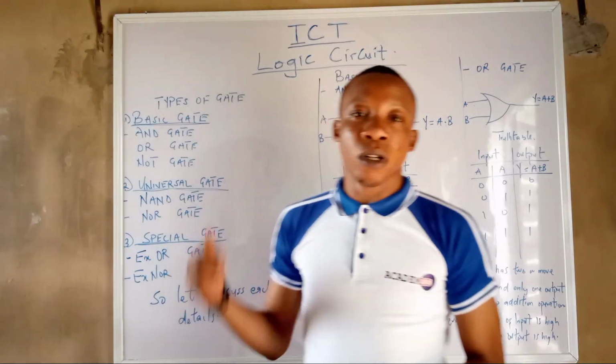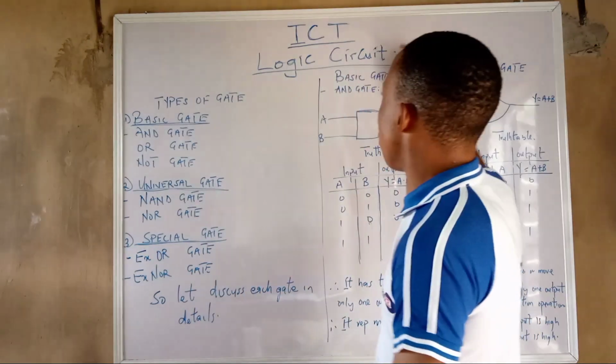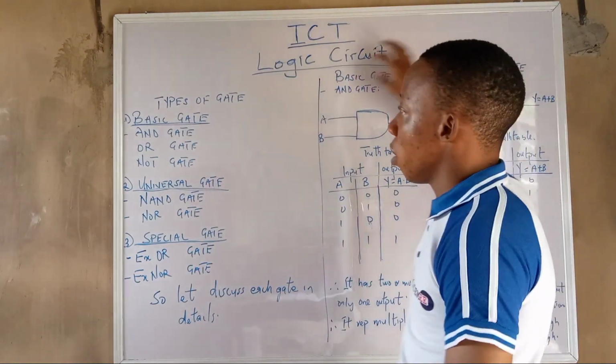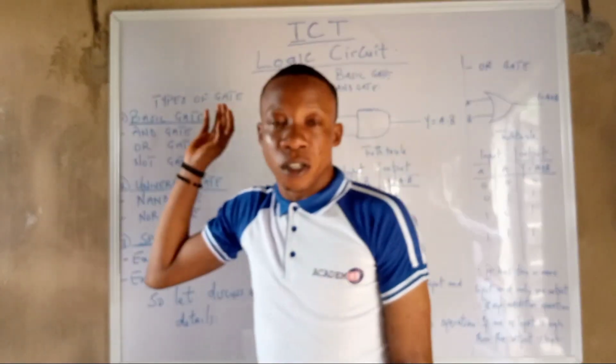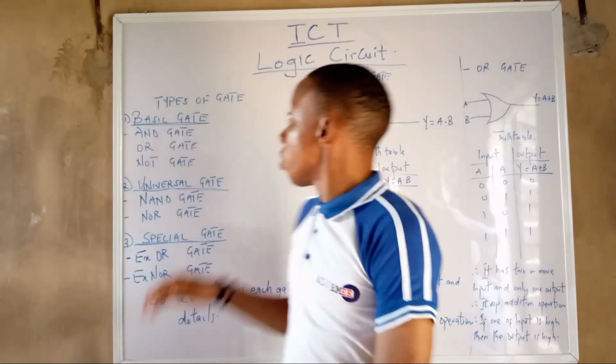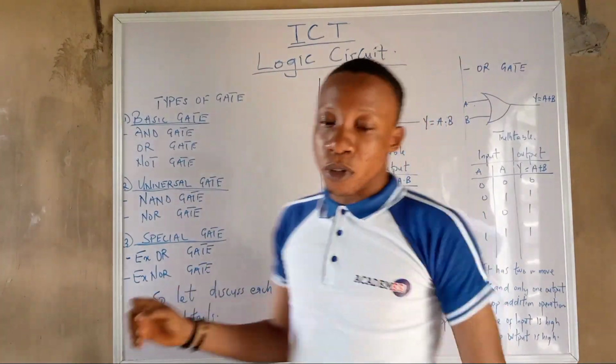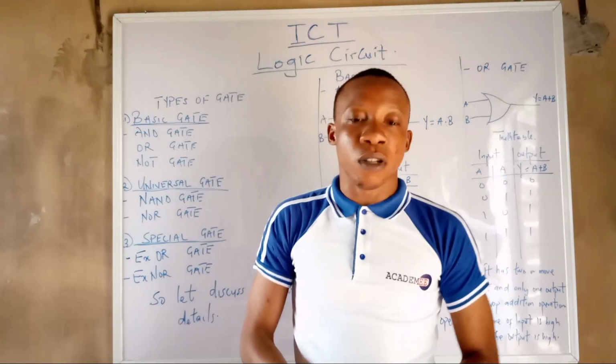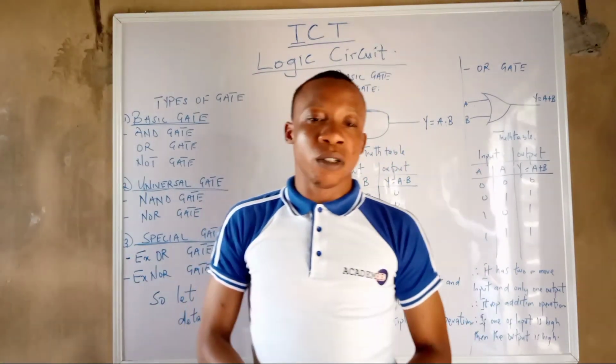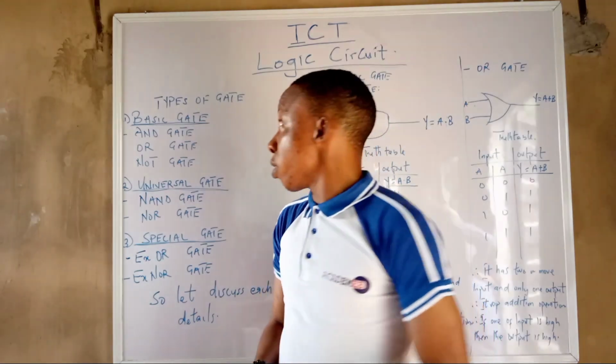So today we'll be dealing with ICT, and under ICT we'll talk about logic circuits. Under this logic circuit, we'll talk about the definition, the types, and their symbols. So first of all, what is a logic gate? Logic gates are electric circuits that manipulate voltage.